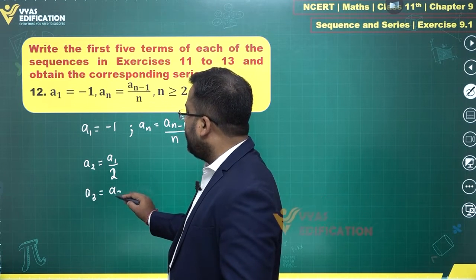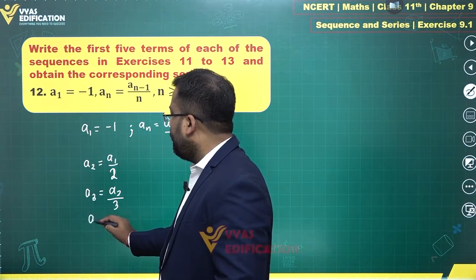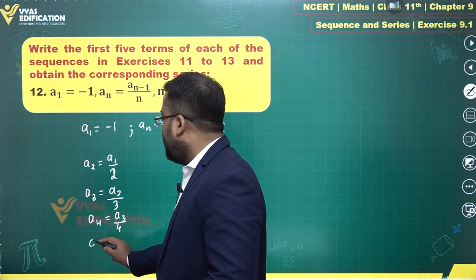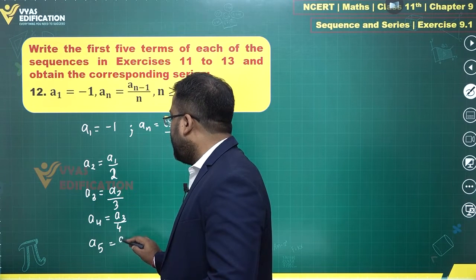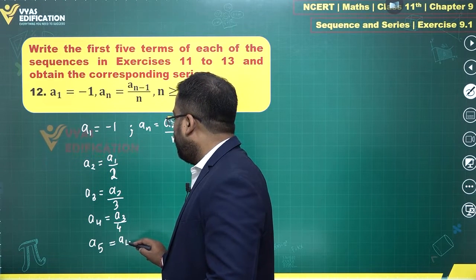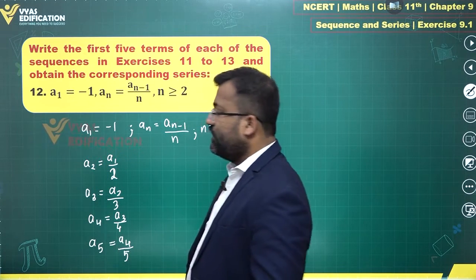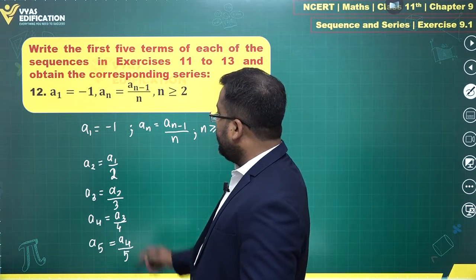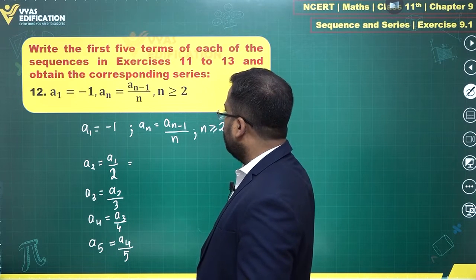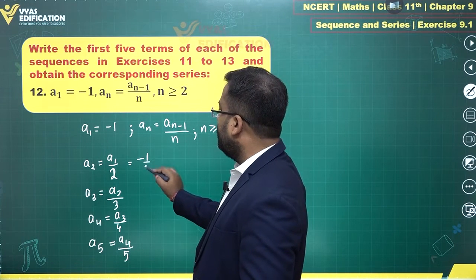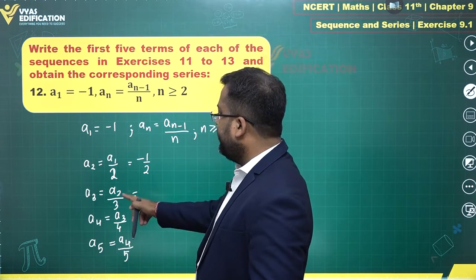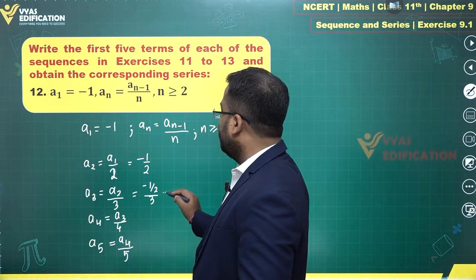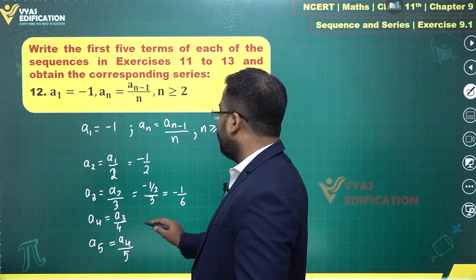A3 will be A2 upon 3. A4 will be A3 upon 4. A5 will be A4 upon 5. This is what you'll have. Is that okay? Yes. So A2 which is A1 upon 2, that becomes minus 1 upon 2. What about this? A3 is minus 1 upon 2 upon 3. This is minus 1 upon 6.